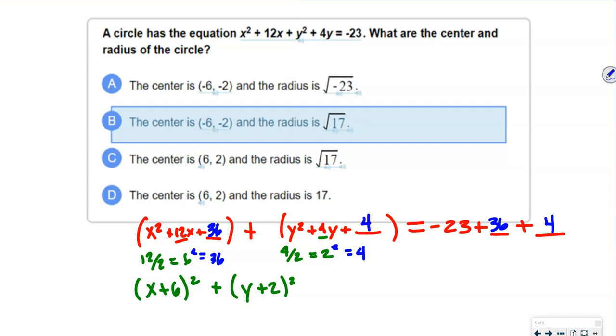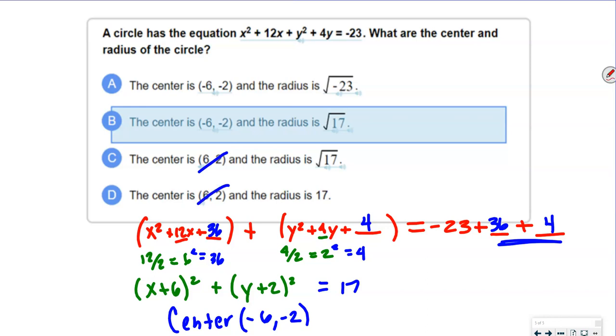So this time we're going to get 40 minus 23, right? Isn't this right here 40? 40 minus 23 is equal to 17, right? Okay, so remember again that when we pull our center, we always change the signs of the numbers, right? So this is going to be (-6, -2). So let's double check. So it can't be this one and it can't be this one, right? And then what do we do with our radius, guys? We always take the square root of whatever that value is, right? So we're going to take the square root of 17, which is why our answer is B. Okay? All right. So that's it.